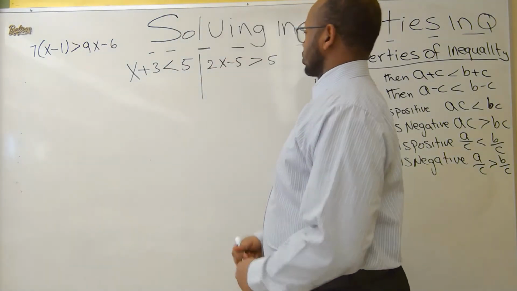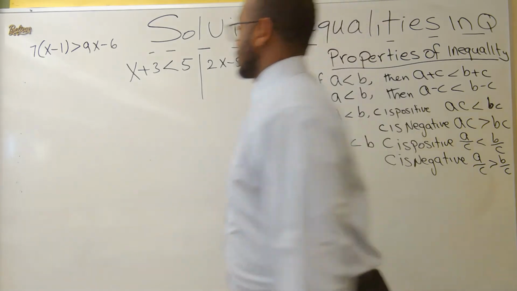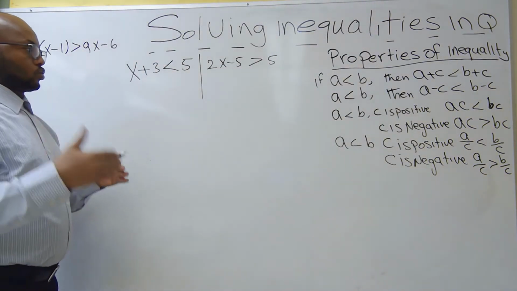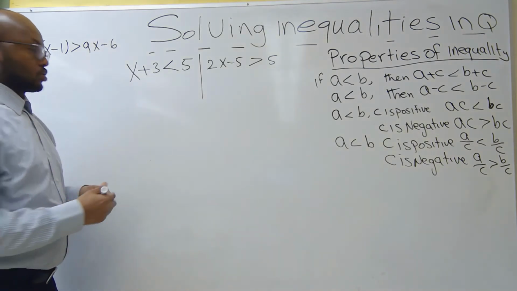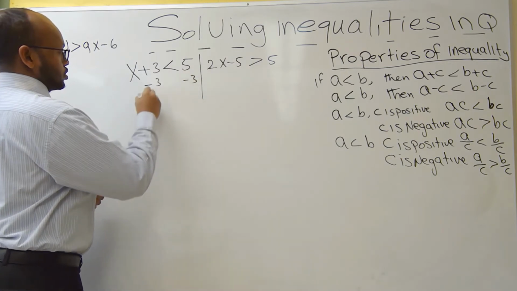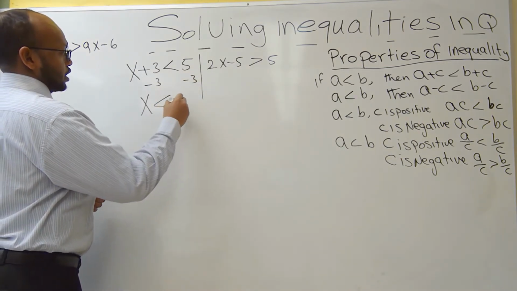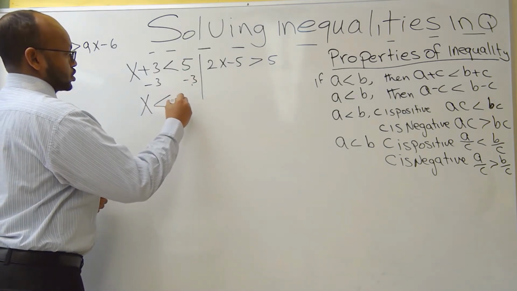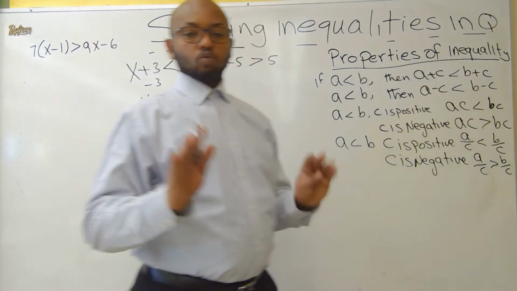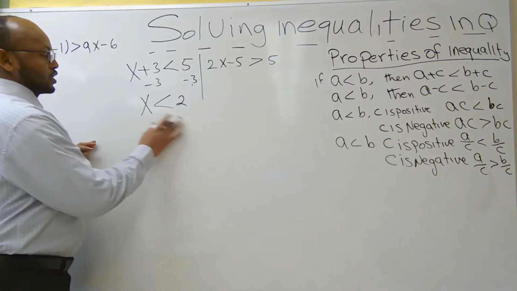Okay, let's see here. We have this inequality first: x plus 3 less than 5. We will do the same steps as the equation, which is we subtract 3 here, and we subtract 3 here. Then I have x less than 5 minus 3, which is 2. I said when subtracting, the sign will be okay. So that is the answer.